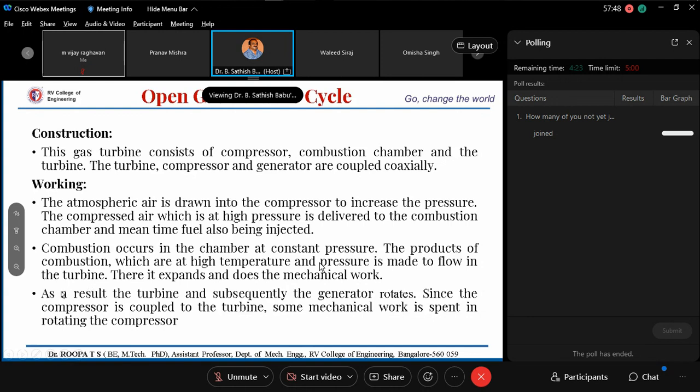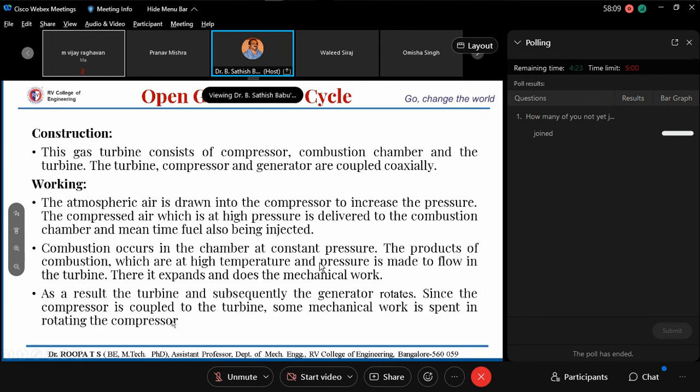So when it flows through the turbine, there it gets expanded and it will do the mechanical work, because of which the turbine and subsequently the generator rotates. The generator is the one which will be connected to the turbine at the output. Okay. So both turbine and the generator will start rotating.